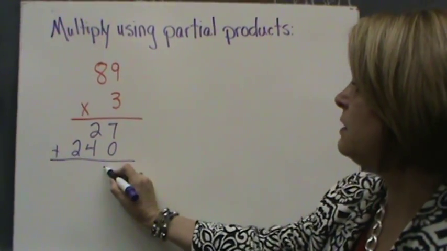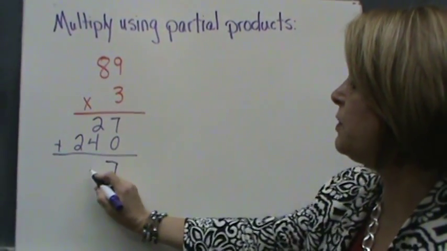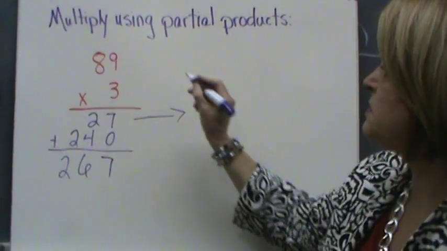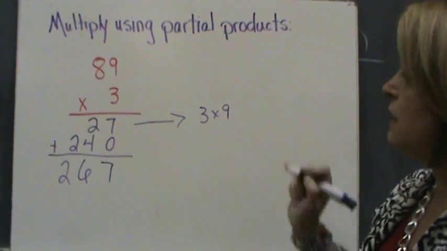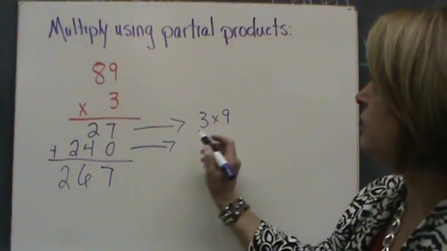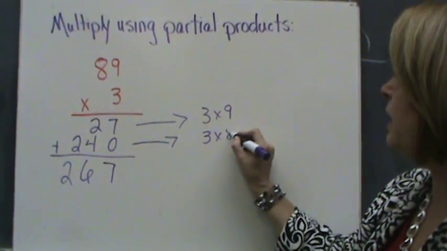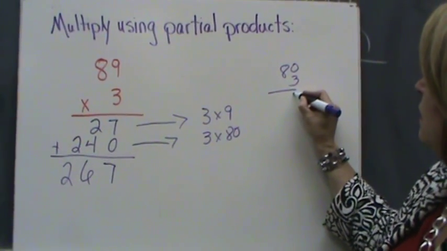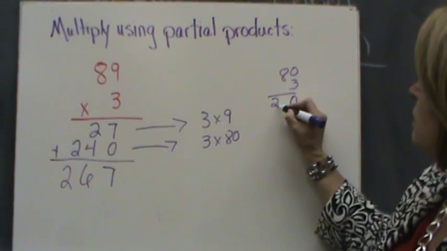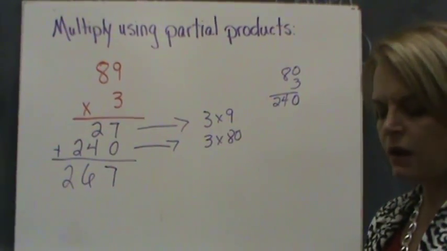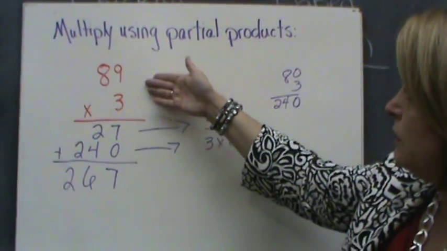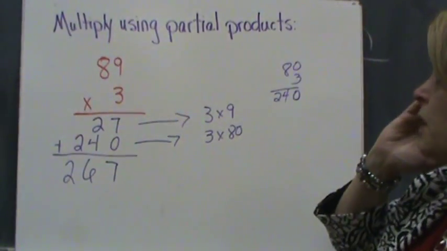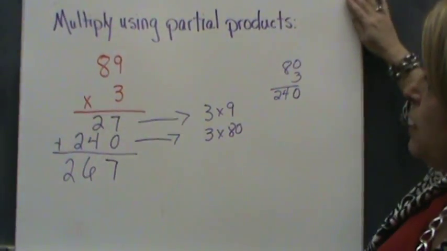7 plus 0 is 7. 2 plus 4 is 6. Bring down my 2. Because remember, 3 times 9 is 27. And this is really 3 times 80. And I can work it out over here. 3 times 0 is 0. 3 times 8 is 24. Okay, so that's one way to solve, and you can use partial products as you multiply bigger numbers also. So this is using partial products when you have a two-digit number times a one-digit number.